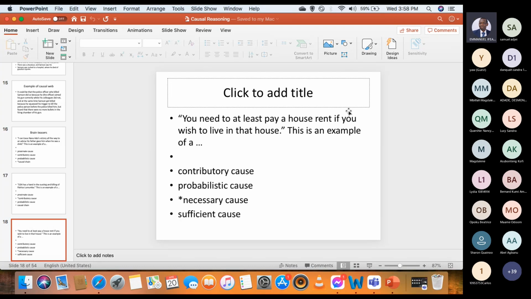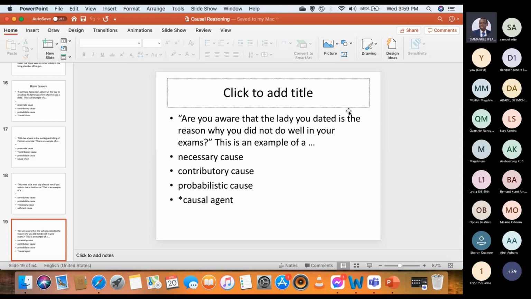You need to at least pay a house rent if you wish to live in that house. Is it contributory, probabilistic, necessary, sufficient? Paying at least, when you hear the phrase at least, then it means it is necessary. It's a necessary cause.